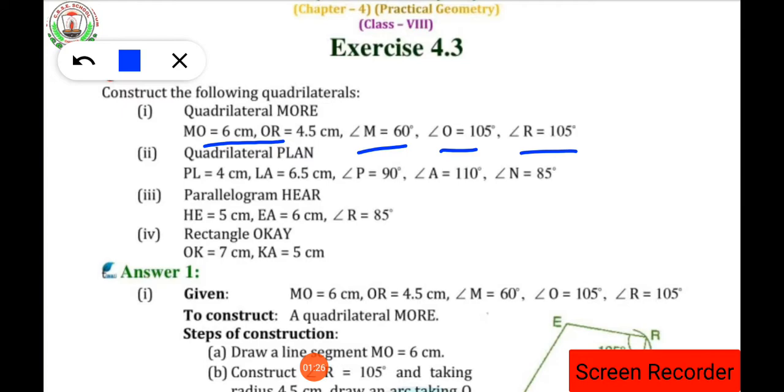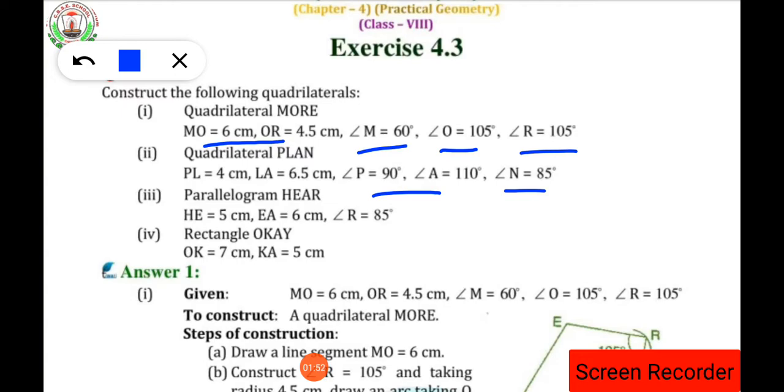Next quadrilateral is quadrilateral PLAN. The name of the quadrilateral is PLAN, where the different measurements are PL equals 4 centimeter, LA equals 6.5 centimeter, and angle P equals 90 degree, angle A equals 110 degree and angle N equals 85 degree.